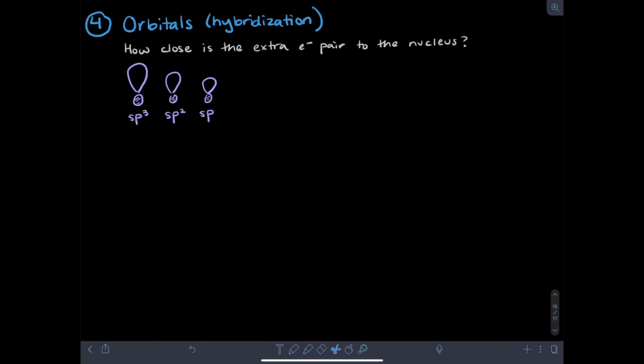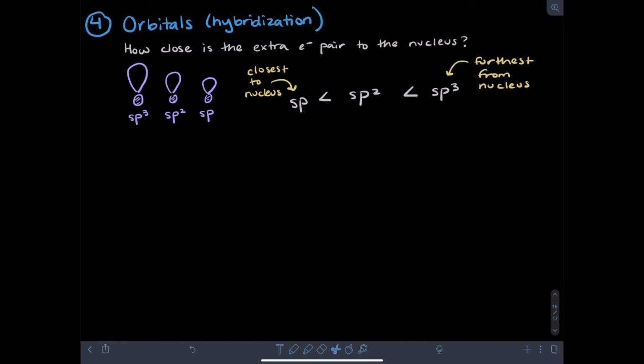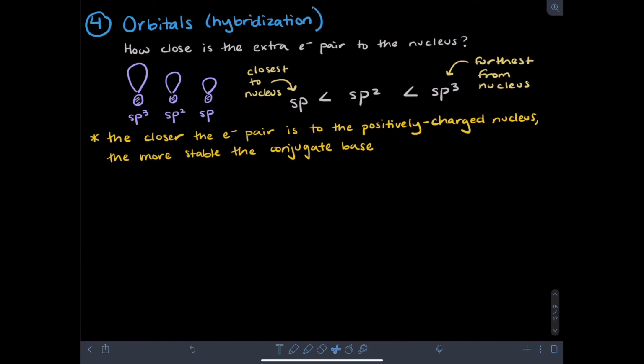sp3 orbitals are larger than sp2 orbitals, which are larger than sp orbitals. What this means is that sp hybrid orbitals are held tightly and closely to the nucleus, whereas sp3 hybrid orbitals are the furthest from the nucleus. The closer electrons can get to the nucleus, the more stable they are. So the smaller the orbital, the more stable the conjugate base.